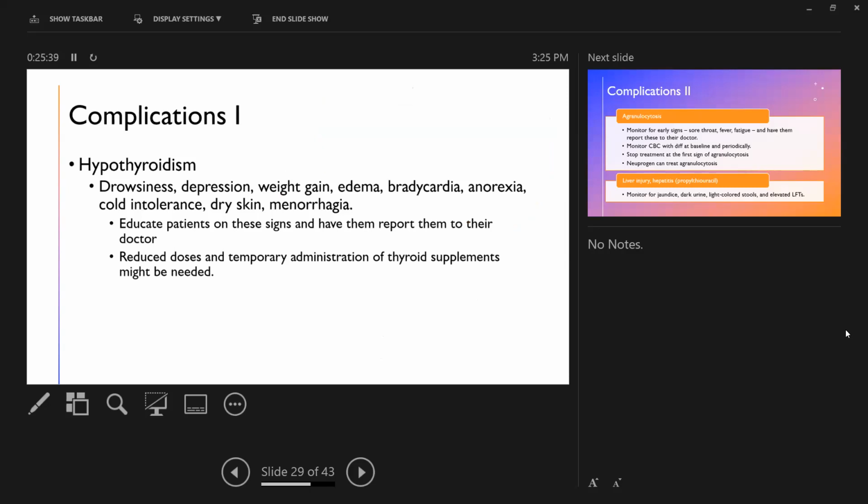So complications, first of all, are hypothyroidism. The signs of hypothyroidism there are very similar to the clinical signs of hypothyroidism. Know them: drowsiness, depression, weight gain, edema, bradycardia, anorexia, cold intolerance, dry skin, menstrual irregularities in females. Educate patients on these signs, report them to their doctor and to you, the nurse. Reduced doses and temporary administration of thyroid hormone supplements might be needed in some cases.